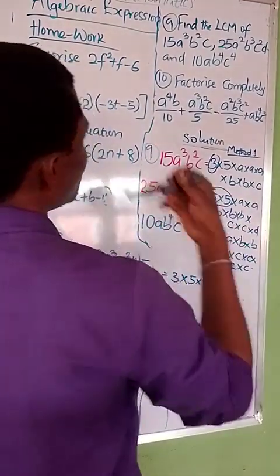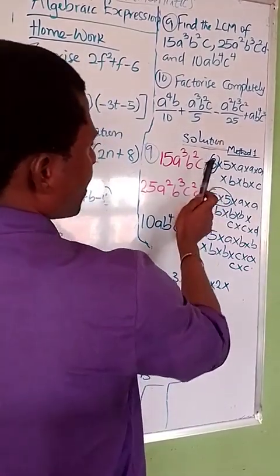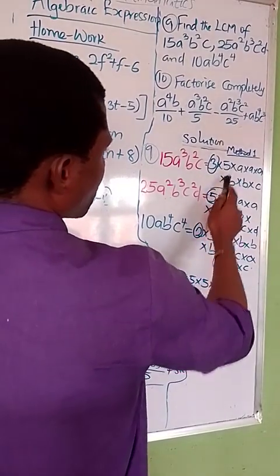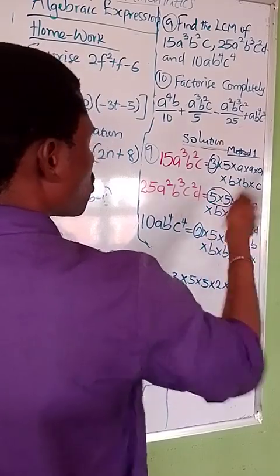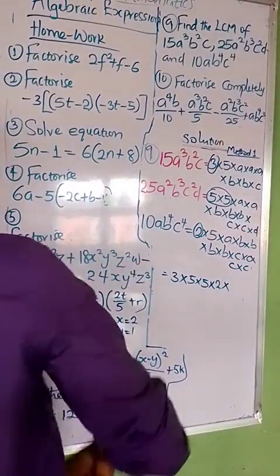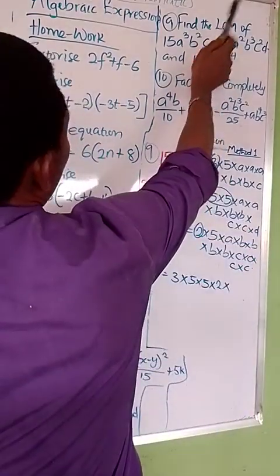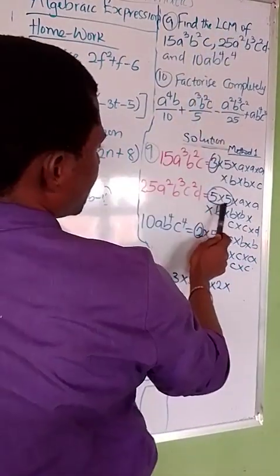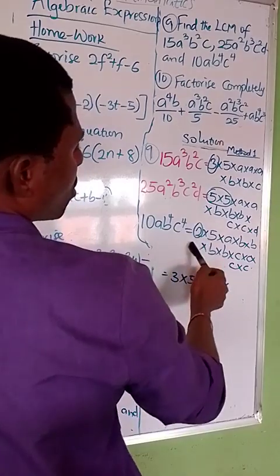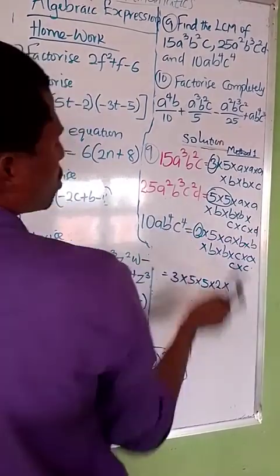So we are looking for the lowest common multiple. 3 is here, but it only appears once, so we pick the 3 once. 5 is common here, here and here. But we pick the one that is multiple, that is more. That's why it's called lowest common multiple. So 5 is more here, so we pick the one that is more. 2 is also here only once, so we pick only the 2.